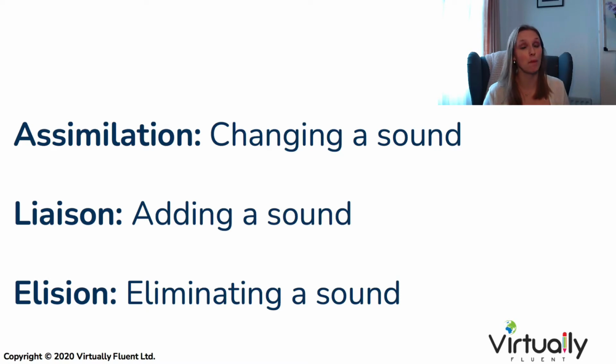And this is most common when we have two vowels next to each other. One word ends in a vowel and the next word starts in a vowel. And our final technique is elision, which is when we completely eliminate a sound simply because it requires us to move the mouth too much. This is most common with the consonants H, T, and D. So let's take a look at some of these rules and some examples. And we'll start with assimilation, changing a sound.